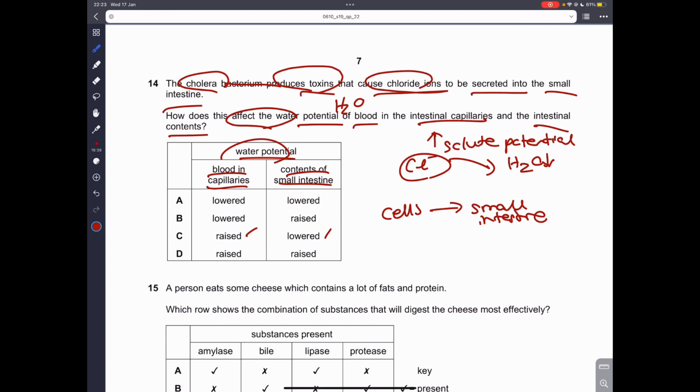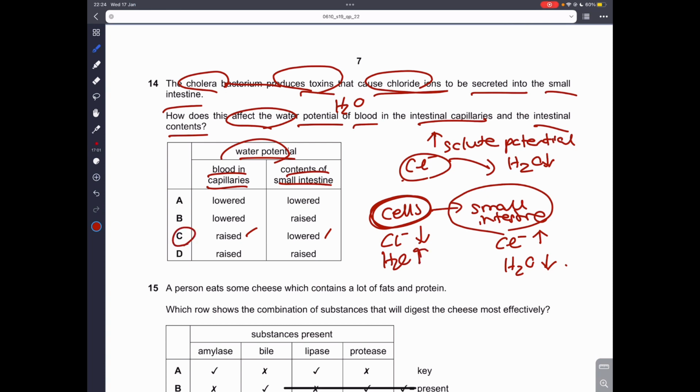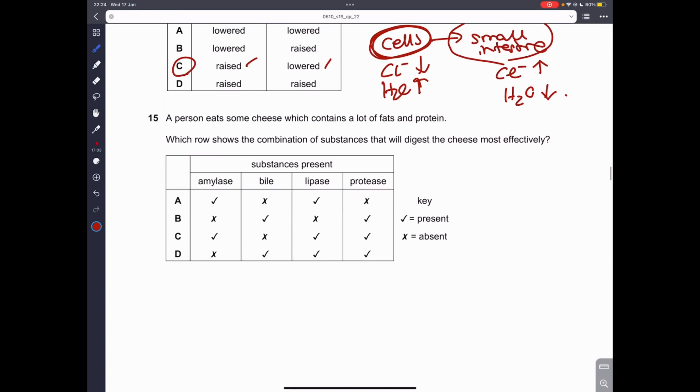So once chlorides move into the small intestine, there are more chloride ions in the small intestine, so the water potential in the small intestine is lowered. However, where the chloride ions originally came from, the cells, these cells have fewer chloride ions, so therefore the water potential is going to be higher. So the answer is C.